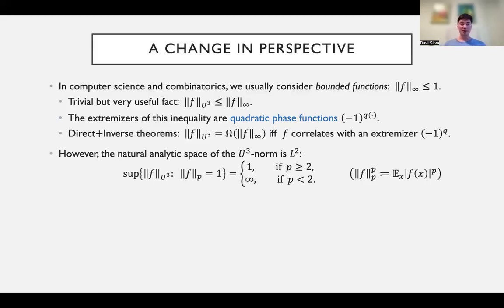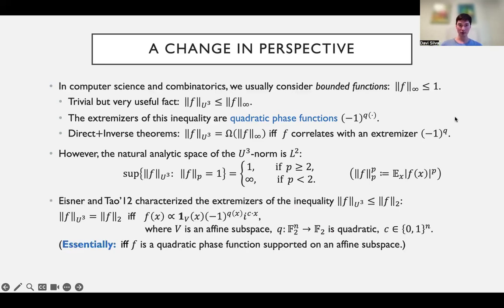However, the natural analytic space of the U-tree norm turns out to not be L infinity as we consider in computer science combinatorics, but rather L2. And it's not really important what's written here. I just want to give the impression that the correct analytical space for the U-tree norm is L2, because this is the largest Lebesgue space where you can define the U-tree norm without caring about the dimension. So even for infinite dimensional spaces. And here it's the largest because you are taking the expectation notation. So L2 is indeed larger than L infinity.